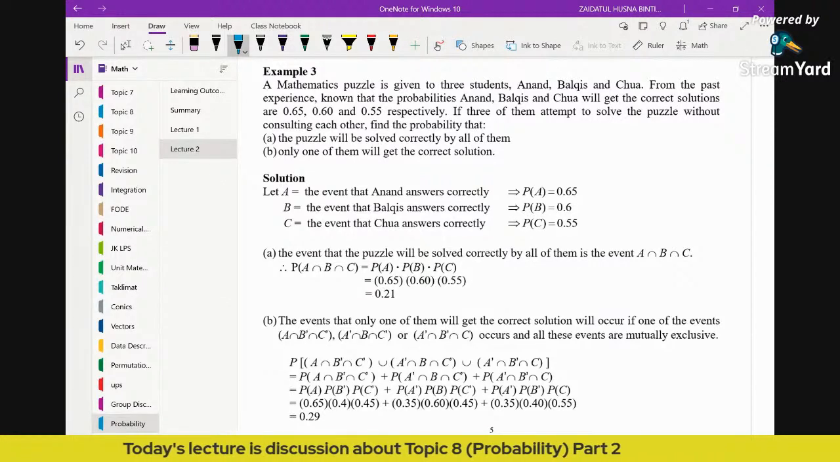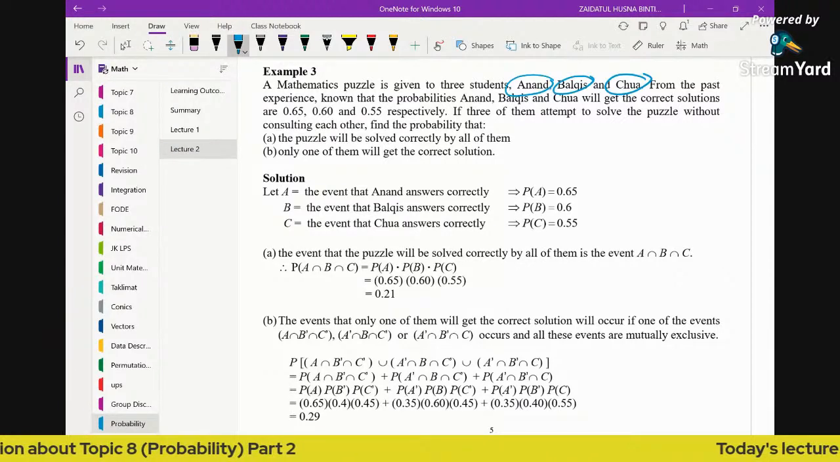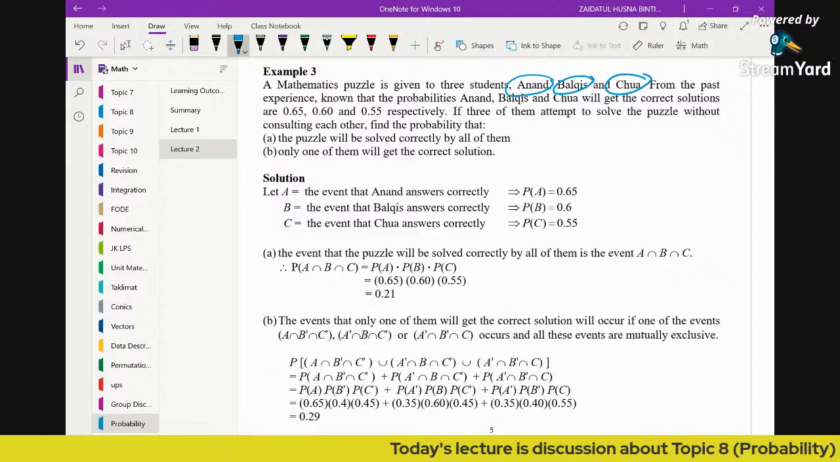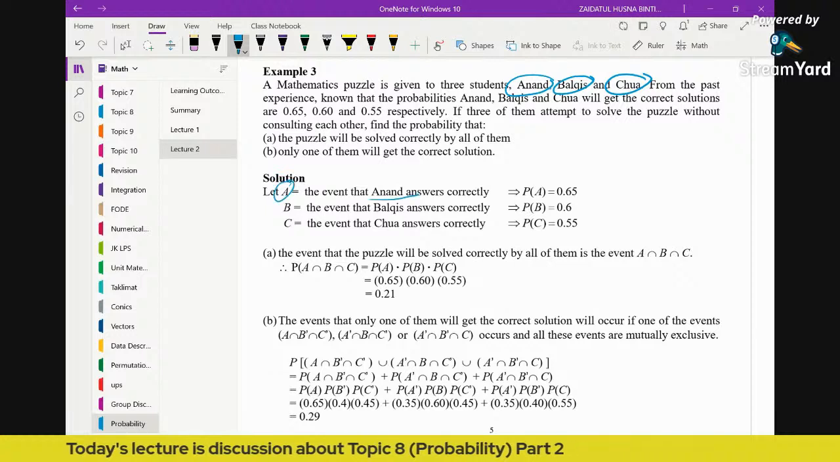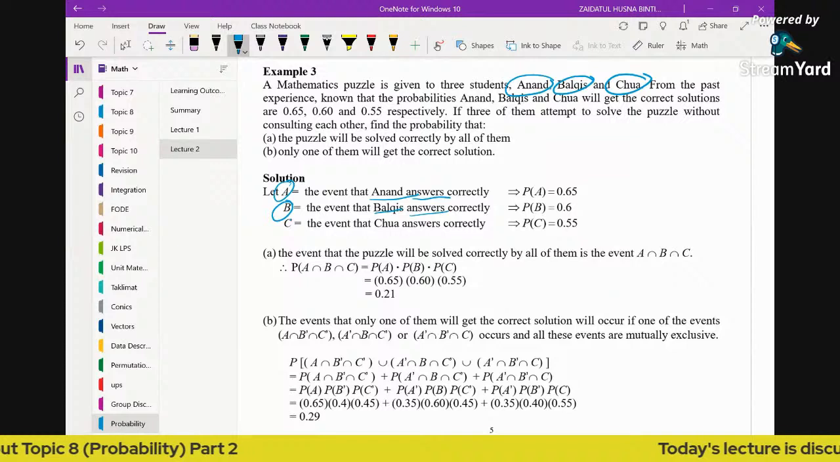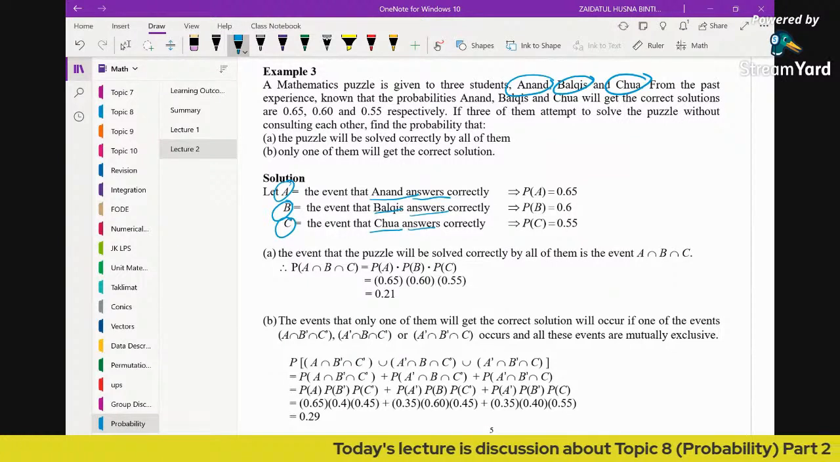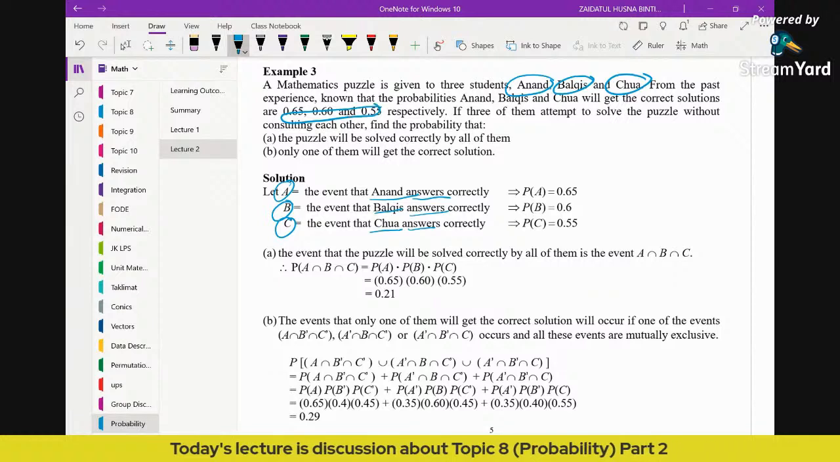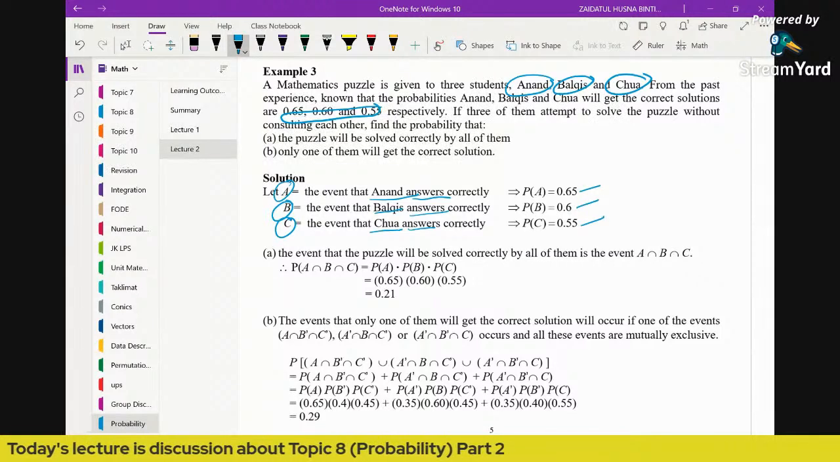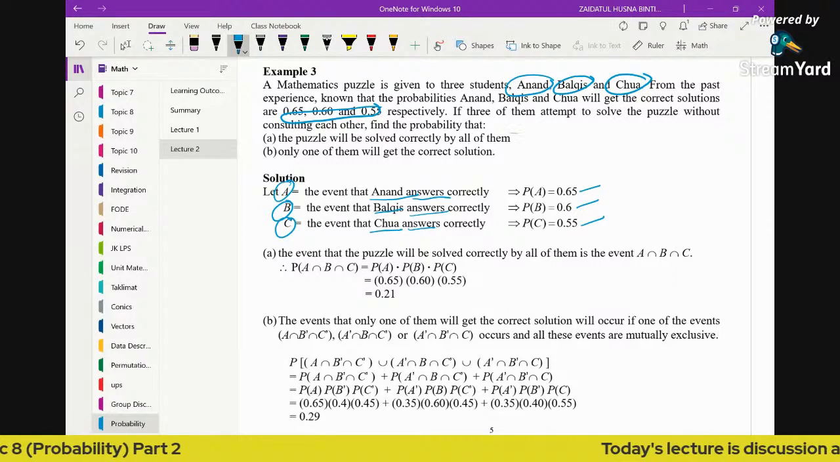So first we declare. There are 3 students here, Anan, Balkis and Chua. We can use the 3 letters A, B, C to denote the 3 students. So the events are A, the event that Anan answers correctly, B, the event that Balkis answers correctly, and C, the event that Chua answers correctly. We are given all the values here, so we write down the probabilities. Then find the probability that the puzzle will be solved correctly by all of them.